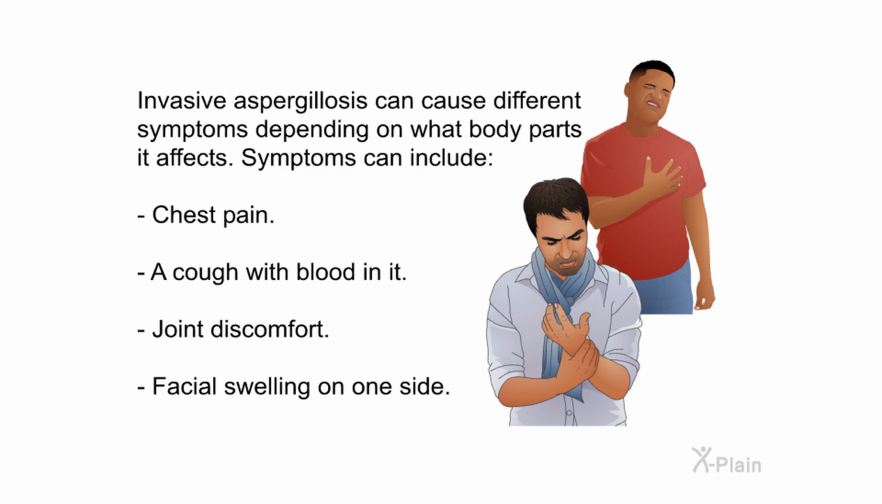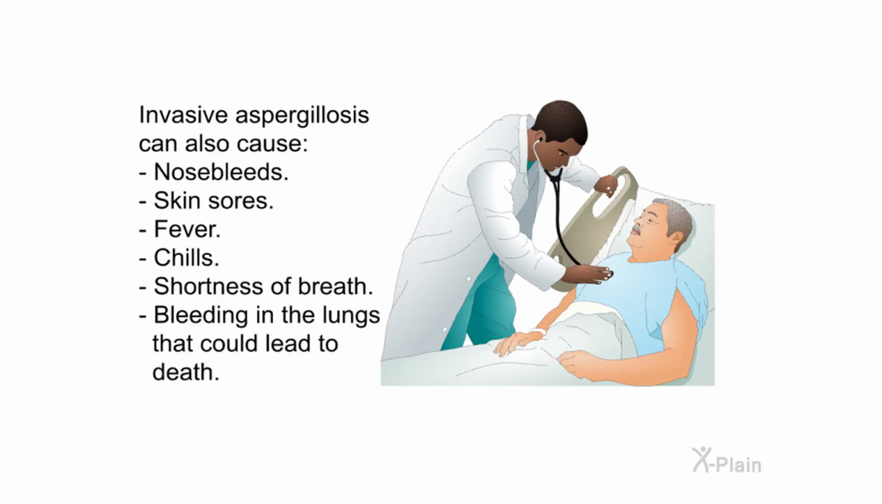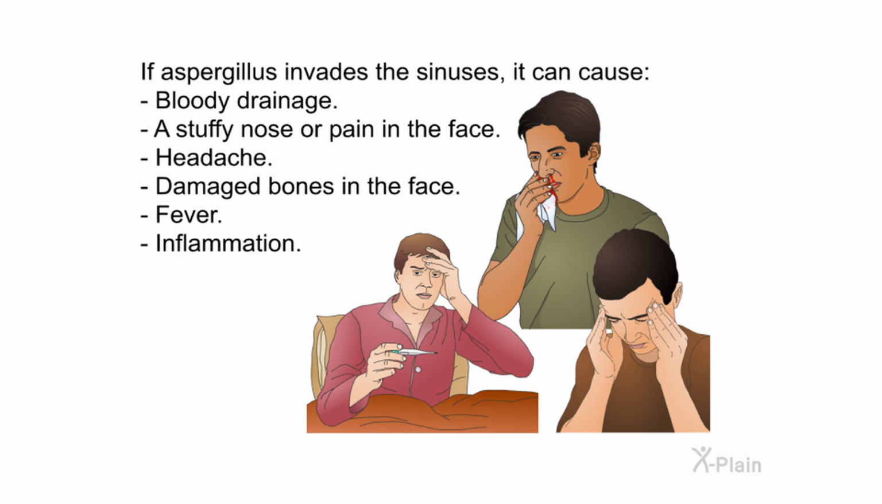Invasive aspergillosis can cause different symptoms depending on what body parts it affects. Symptoms can include chest pain, a cough with blood in it, joint discomfort, facial swelling on one side. Invasive aspergillosis can also cause nosebleeds, skin sores, fever, chills, shortness of breath, bleeding in the lungs that could lead to death. If aspergillus invades the sinuses, it can cause bloody drainage, a stuffy nose or pain in the face, headache, damaged bones in the face, fever, inflammation.